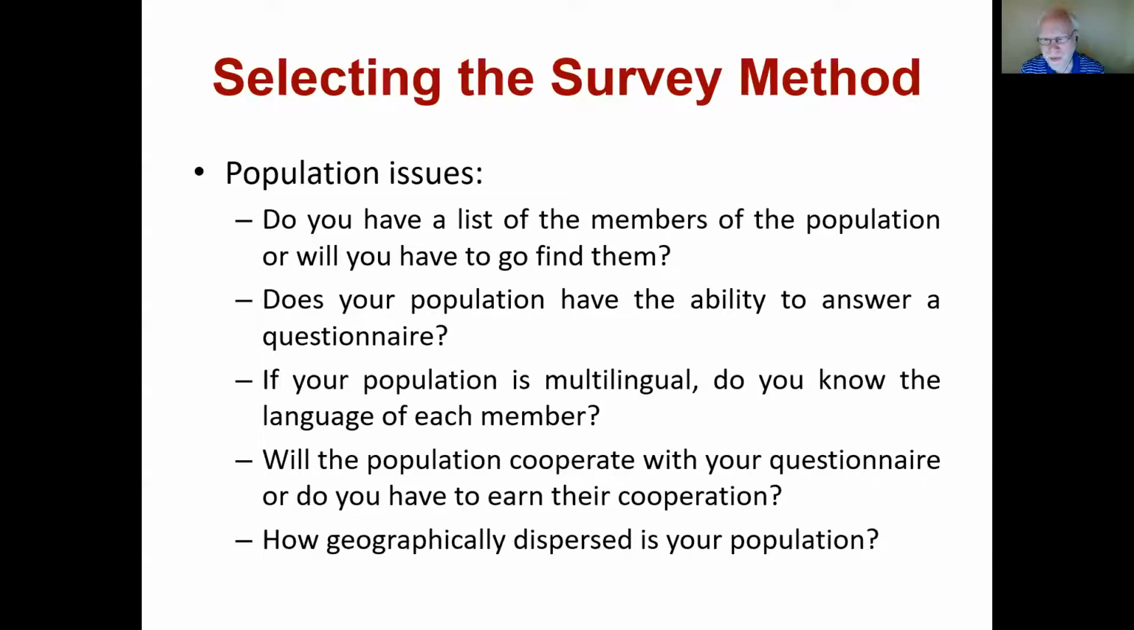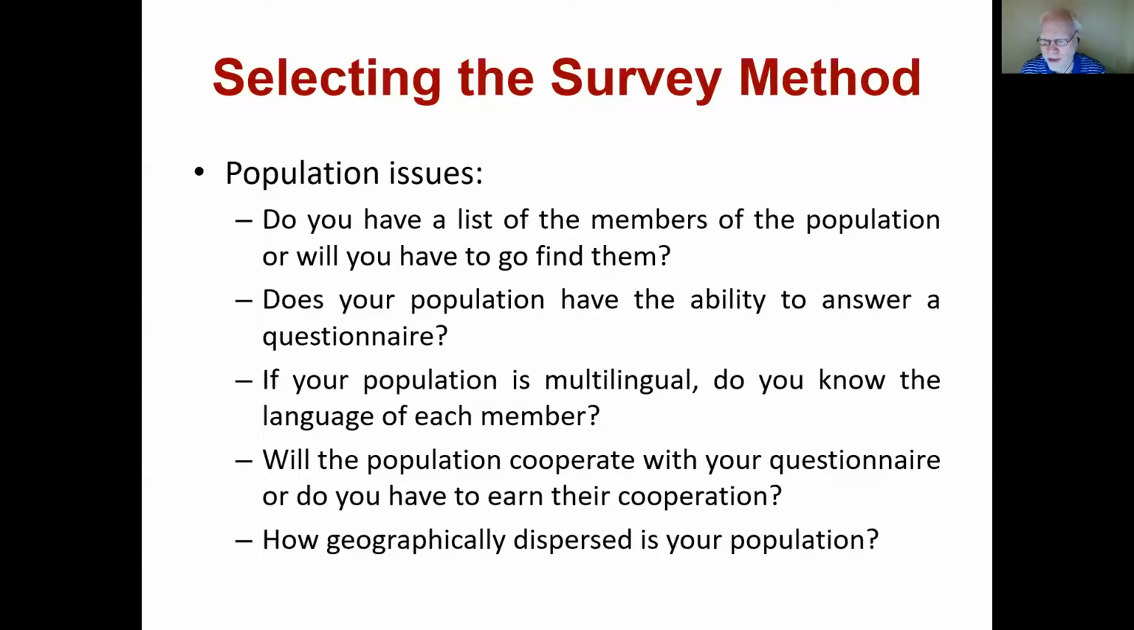Does your population have the ability to answer a questionnaire? Do they have the skills? Answering a questionnaire requires the ability to read and understand questions, usually on your own without help from any interviewer or researcher. So does your population have the ability to be able to do that?